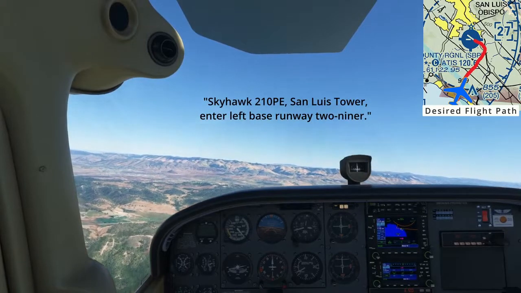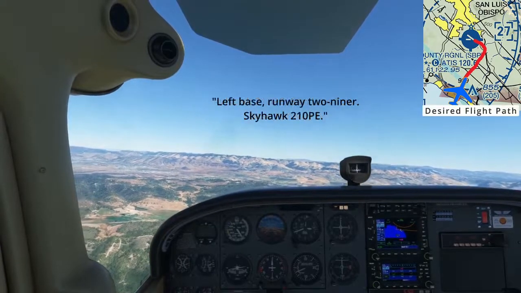Skyhawk 210 Pop Echo, San Luis Tower, enter left base, runway 29R. Left base, runway 29R, Skyhawk 210 Pop Echo.